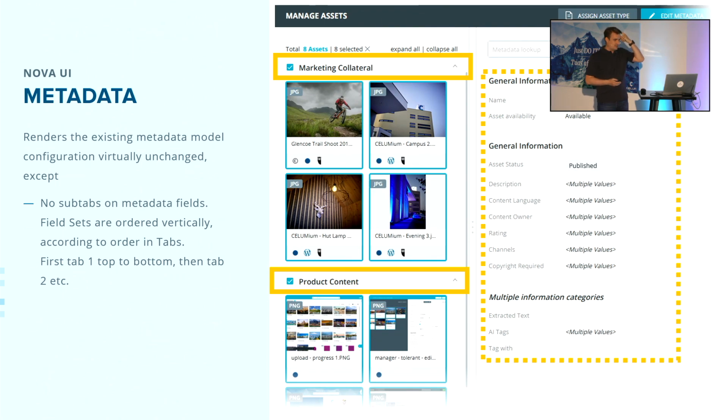Metadata, there's a slight difference in terms of how field sets are represented. Now getting a bit technical again. In advanced UI, you were able to group field sets per tabs. This is gone. They are now just below each other. So where they're ordered, still like you arrange them, but no longer horizontally, but vertically.